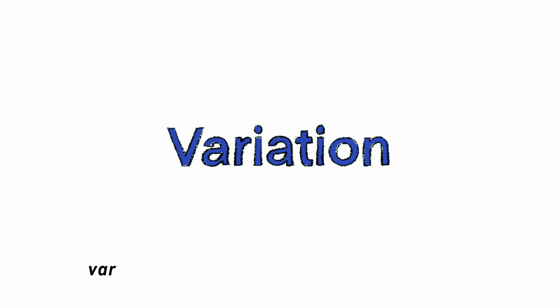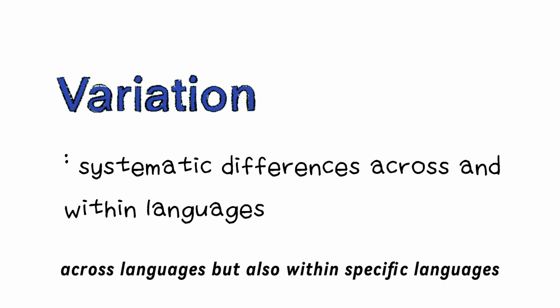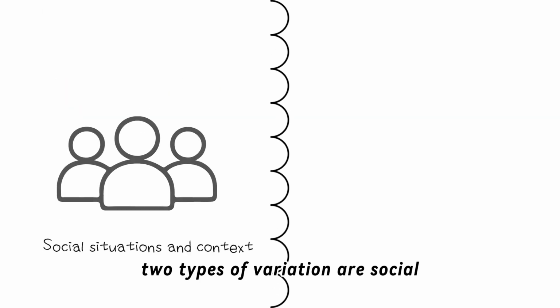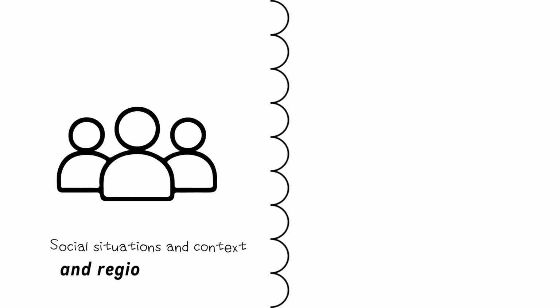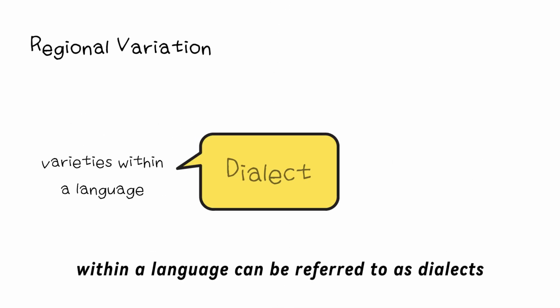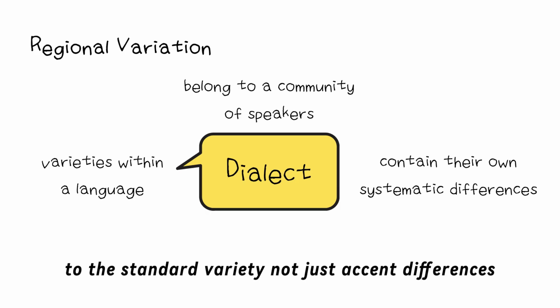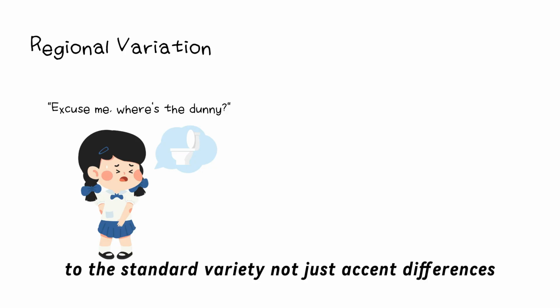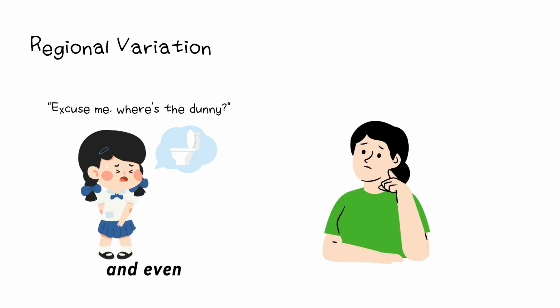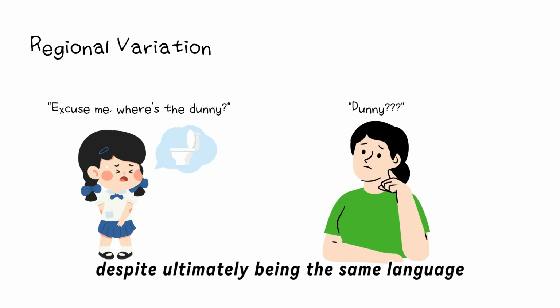In linguistics, variation refers to the systematic differences across languages, but also within specific languages. 2 types of variation are social, depending on social situations and context, and regional, depending on geographical differences. To expand on regional variation, the varieties within a language can be referred to as dialects that belong to a community of speakers and contain their own systematic differences to the standard variety. Not just accent differences, but also grammar, vocabulary, and even word form differences all count. Therefore, they can sometimes be very difficult to understand to an outsider, despite ultimately being the same language.